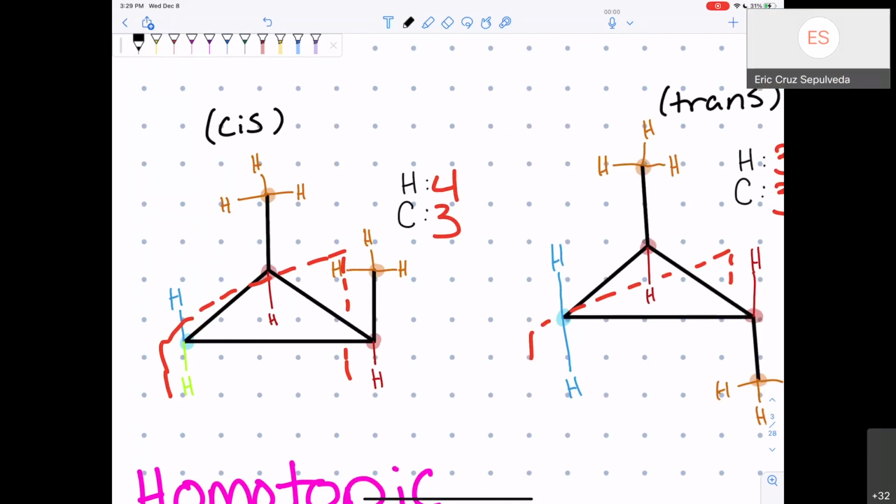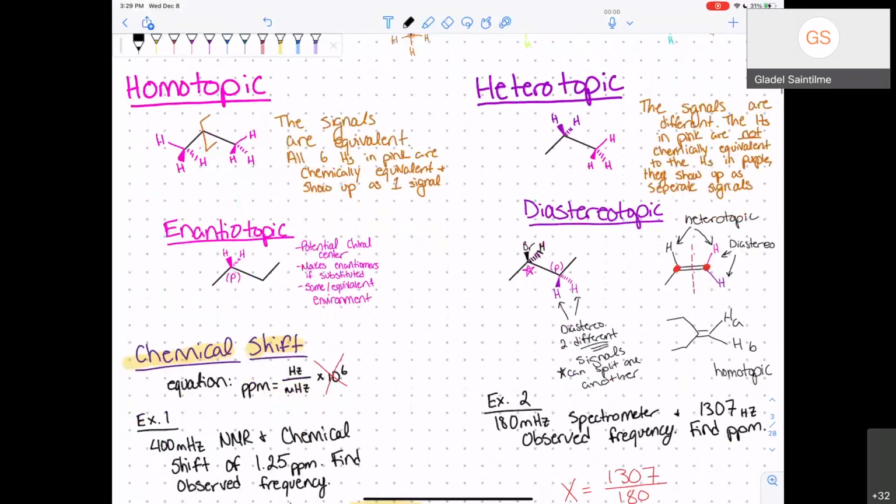Okay, someone else had a question? Yeah, so back to diastereotopic. I understand that there already has to be one chiral center there. But let's say there are the two hydrogens and it doesn't create a new one. Does that make it enantiotopic, or does that make it homotopic?